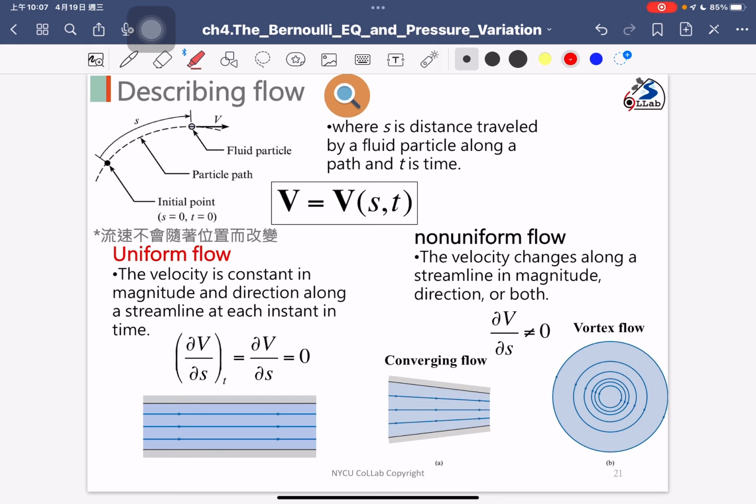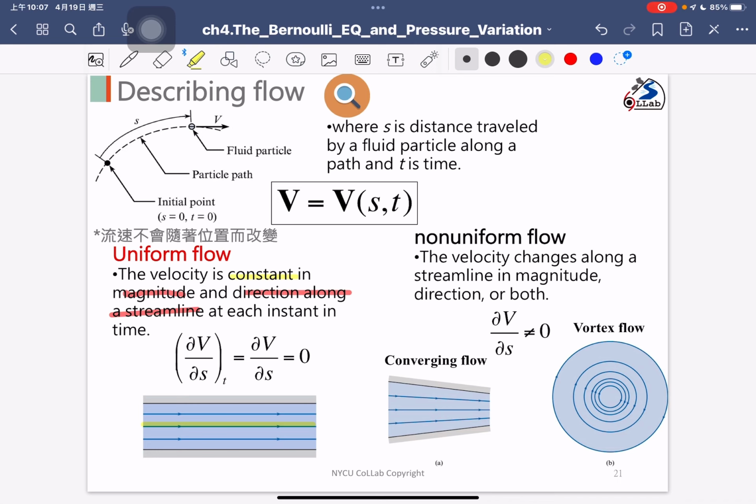So the first one, we call that the uniform flow. So what is the uniform flow? As you can see, the velocity is constant, uniform. The velocity is constant with the magnitude and the directions along the straight line at a different time point. That means along the same straight line, if there is no change in the velocity at the different locations, then we will call that the uniform flow.